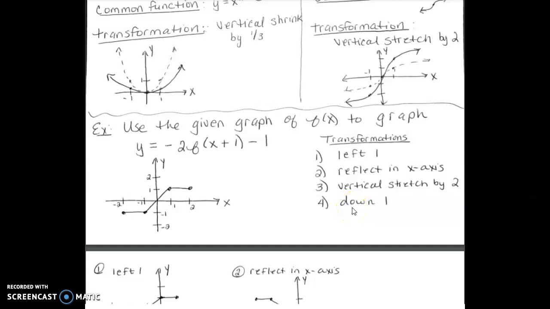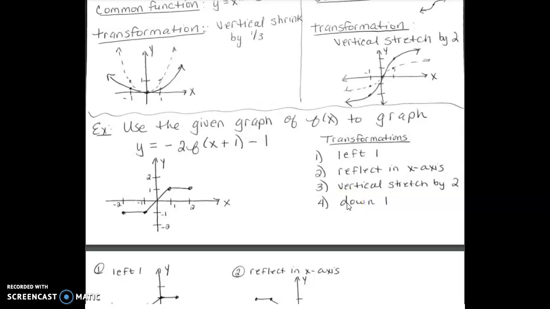When you have all four types of transformations, this is the order in which they need to be applied. Horizontal shifts are identified first, then any type of reflection happens second, any stretches or shrinks happen third, and then vertical shifts always happen last.